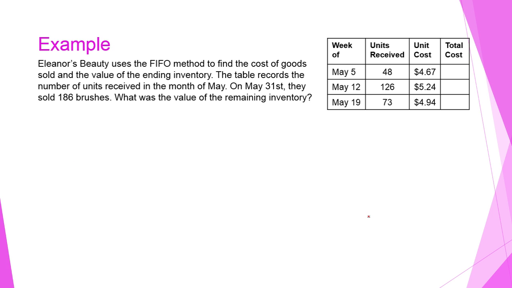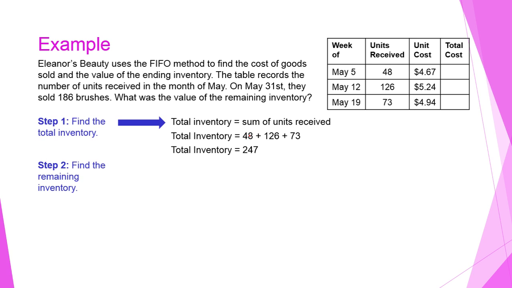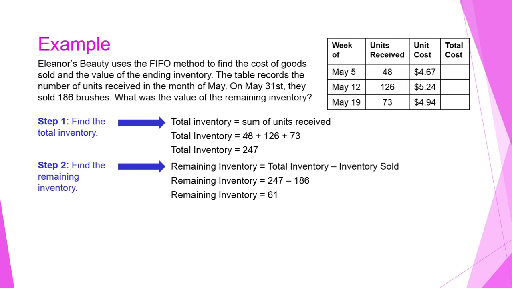So this time we're talking about brushes, but we're looking for the value of remaining inventory again. So same thing as we did before. First step is to find the total inventory, which is going to be a total of 247 brushes. Second step, finding the remaining. If we sold 186, that means we have 61 total left.